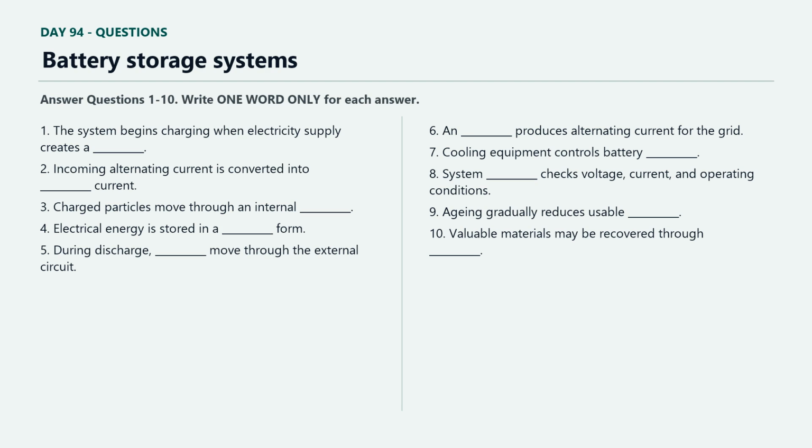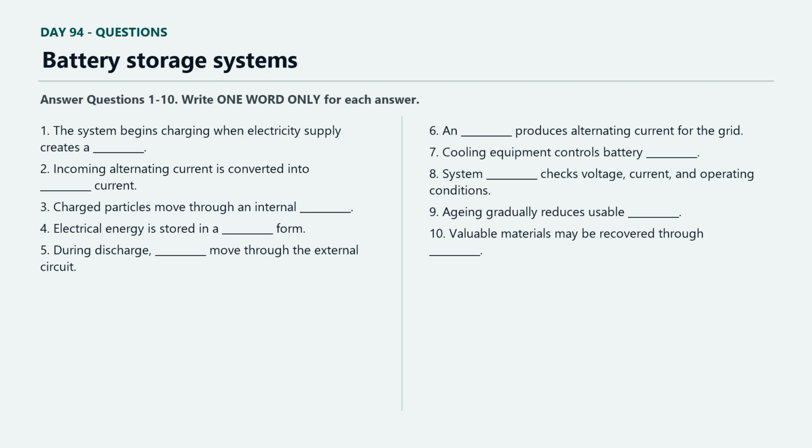Thermal control is especially important. Electrochemical reactions and electrical resistance produce heat during both charging and discharge. Cooling equipment controls battery temperature and reduces differences between neighboring cells. Systems may use forced air, liquid loops, or refrigerant depending on size, climate, and design.